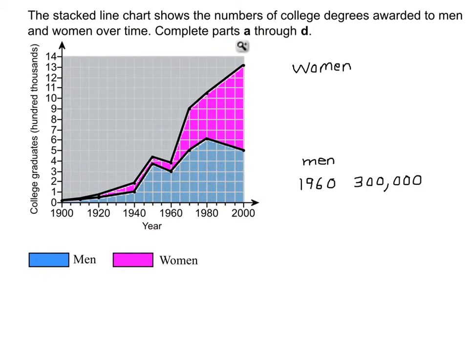And how about women in 1960? So I'm going to go back and get my little pointer, and I go from 1960, I move all the way up, and it looks like it makes it pretty close to that horizontal line. It might be a little bit underneath, but we get to 4. So it looks like it's just less than 400,000. So I'll put approximately 400,000. So this is basically the way we interpret this type of graph, where we have time in the x-axis and we have the number of college graduates in the y-axis, which, remember, it's in hundreds of thousands.